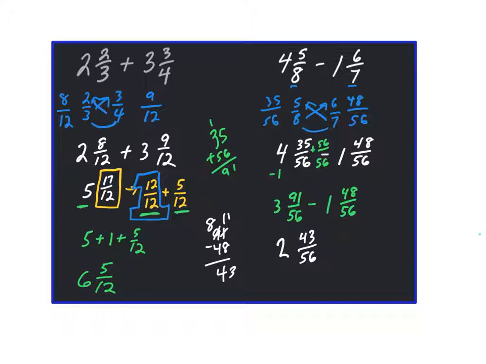The key to success whenever you're adding or subtracting mixed numbers is common denominators. It's a must. And then with subtraction, you also have to make sure that you borrow properly. Hope this helps.